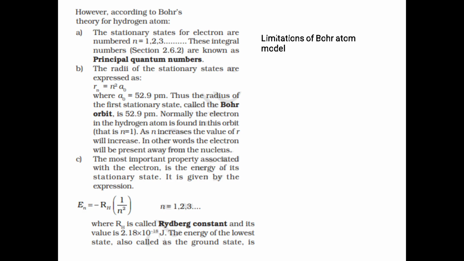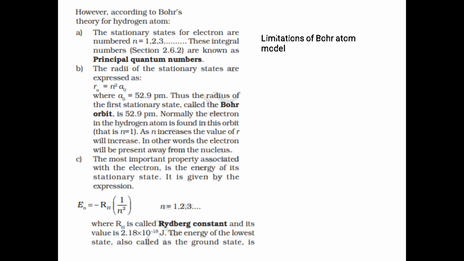The radii of the stationary states are expressed as r is equal to n square a0, where a0 is 52.9 picometer. Thus, the radius of the first stationary state, called the Bohr orbit, is 52.9 picometer. Normally, the electron in a hydrogen atom is found in this orbit, where n is equal to 1. As n increases, the value of r increases. In other words, the electron will be present farther away from the nucleus.